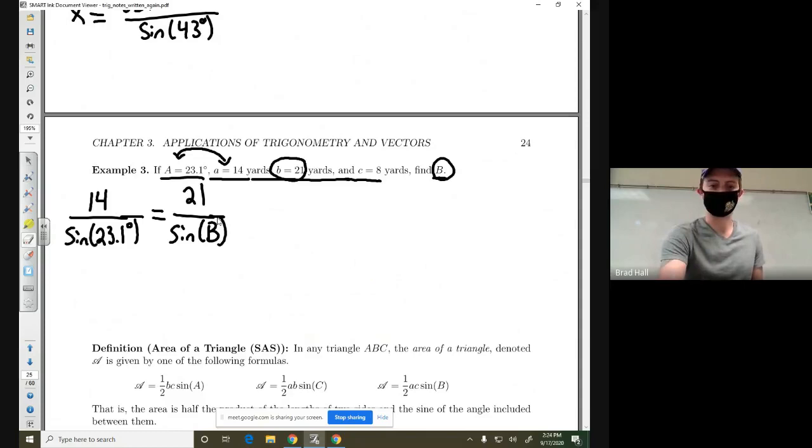So notice C here is not even used. It's just extra information. Trying to throw us off. Well, I mean, at least it isn't my math lab.